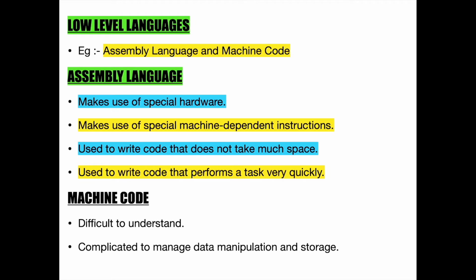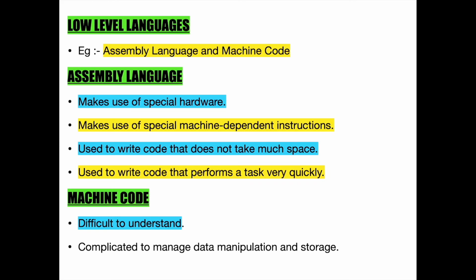The next type of low-level language is machine code, or rather machine language. Machine code is a low-level programming language consisting of machine language instructions used to control a computer's central processing unit. These types of languages are complicated and difficult to understand. Well, this is a thorough explanation about the two types of low-level languages.